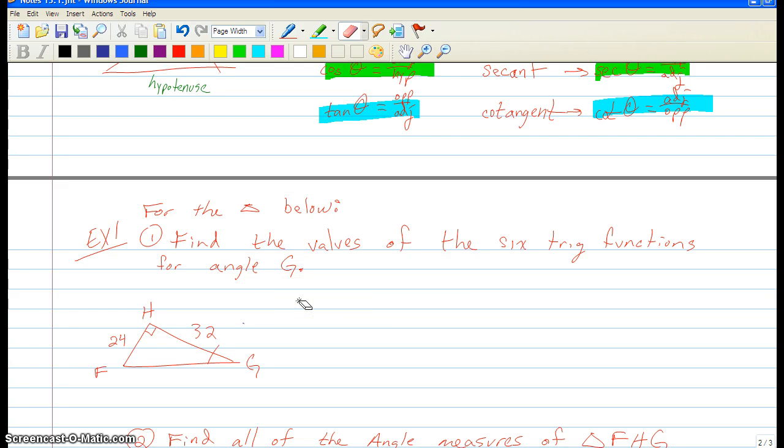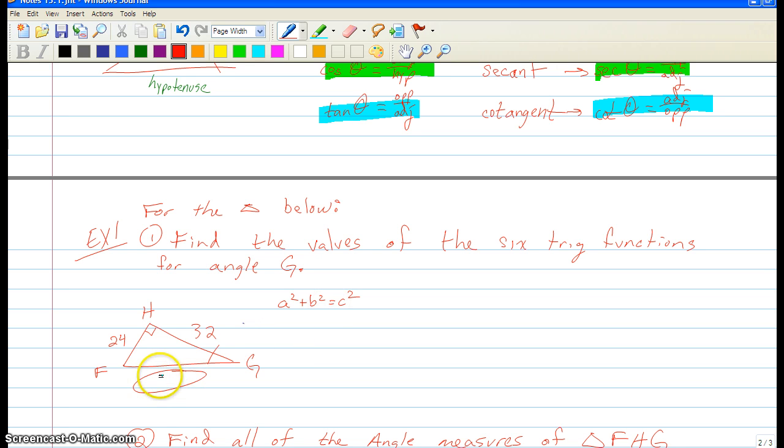Okay, so the problem with this question is that you don't know what the hypotenuse is. You don't know what this is. But it's a right triangle, so you need to recall from geometry that Pythagorean's theorem gives us this relationship between the two legs of a right triangle and the hypotenuse, where the sum of the squares of the two legs is equivalent to the square of the hypotenuse.